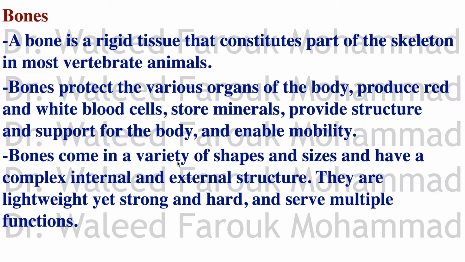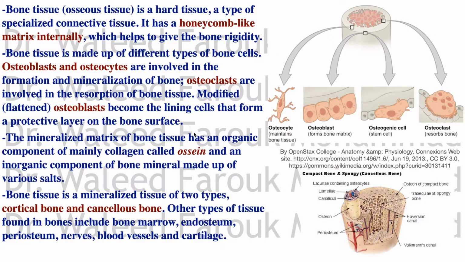Now, there are various shapes and sizes of bones, and they form the structure of the body, and they are lightweight yet very strong and hard, and have different functions as we mentioned earlier. The bony tissue, or the osteoid or osseous tissue, is a hard tissue. It's a special form of connective tissue. It has the honeycomb appearance, as you can see here. This is the unit that forms the bone, and it's responsible for the bone's rigidity.